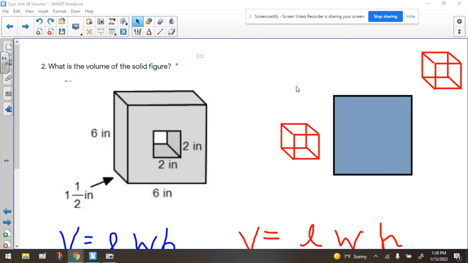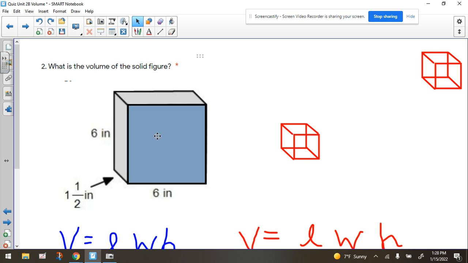Hey everybody, Mrs. Bianchi. We're looking at number 2, and they want to know what is the volume of the solid figure. These are a little different than some of the ones we've been doing in class because rather than having two figures that we're going to put together, it's really find the figure as though it didn't have the hole and then subtract out the hole. If we were going to press on, let's pretend there's no hole there. I'm just going to cover that up.